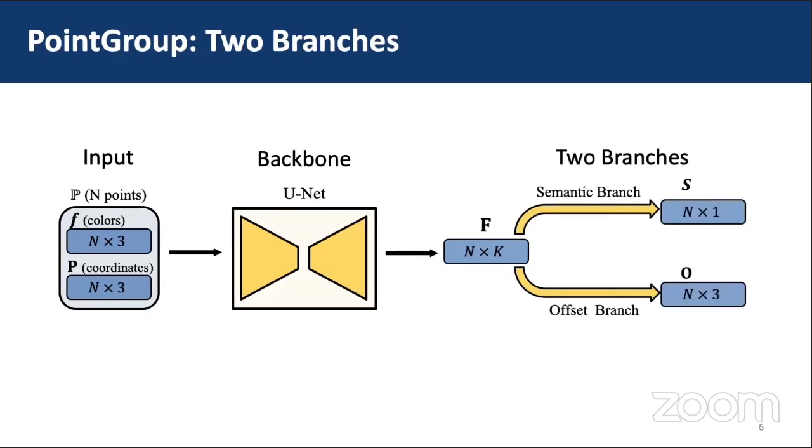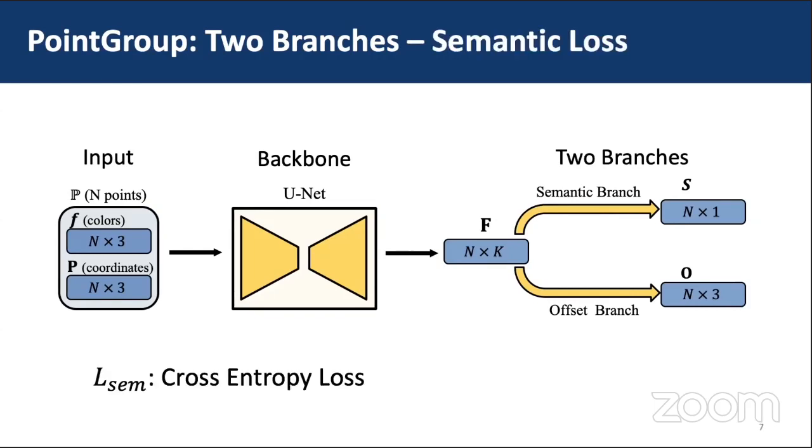The discriminative point-wise features are then fed into two branches, a semantic branch for predicting a semantic label for each point, and an offset branch for producing a per-point offset vector to shift each point towards the centroid of its respective instance. We apply a multi-layer perceptron to produce semantic scores, and the semantic prediction is constrained by the conventional cross entropy loss.